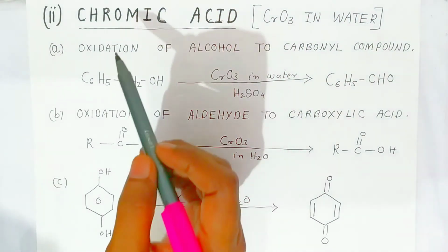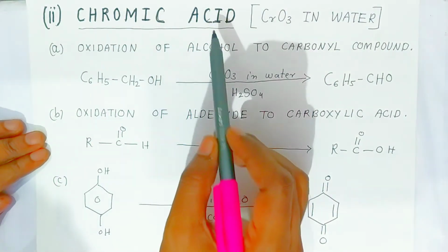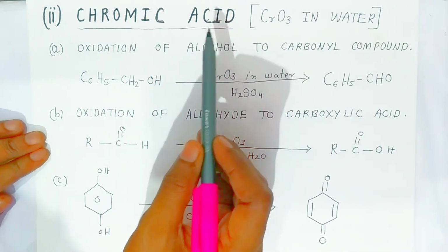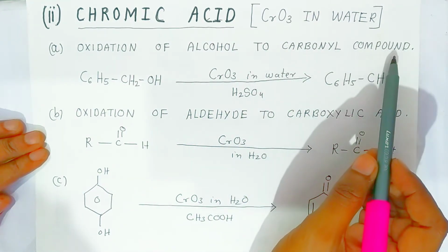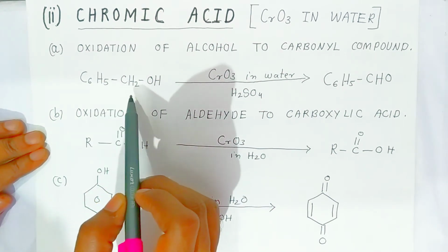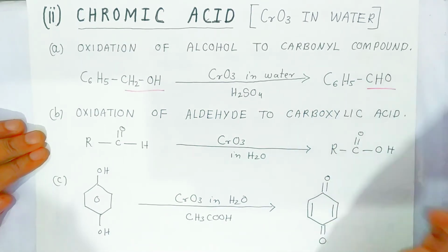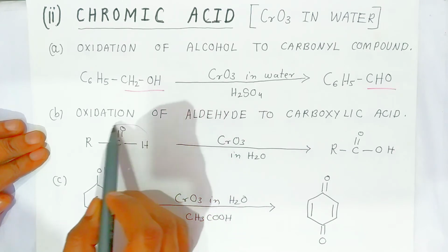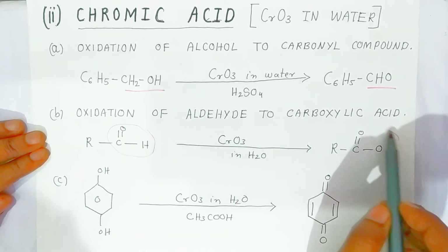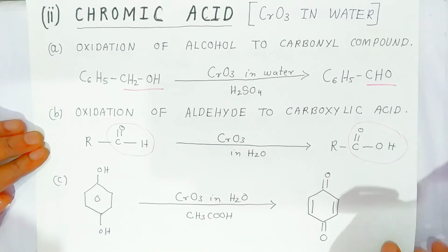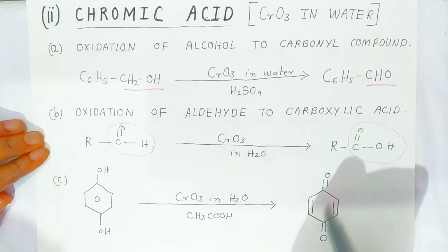Now students the second type we are going to see is called chromic acid. When chromium oxide is dissolved in water it forms chromic acid. The oxidation of alcohol to carbonyl compound. This is also a type of oxidizing agent students. Here you have alcoholic group which is converted into aldehyde group. Oxidation of aldehyde to carboxylic acid. This is aldehyde group students which is converted into carboxylic group, like this. Now here students alcoholic group is attached, it is converted into benzoquinone. Understand on oxidation, this alcoholic group is converted into ketonic group.